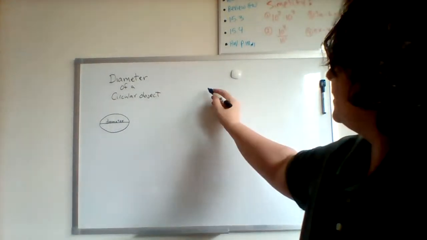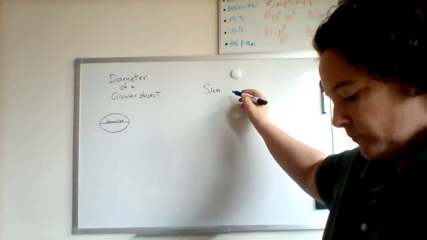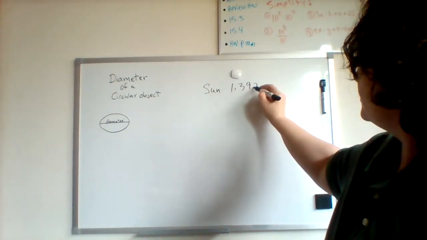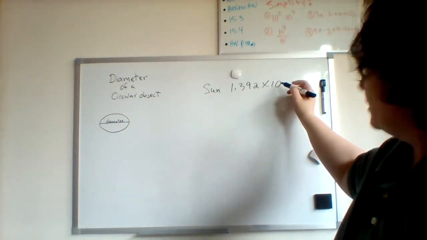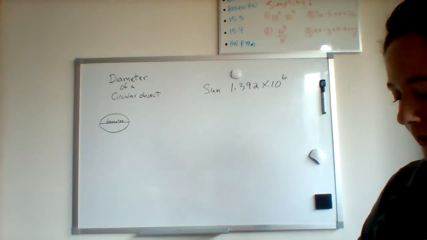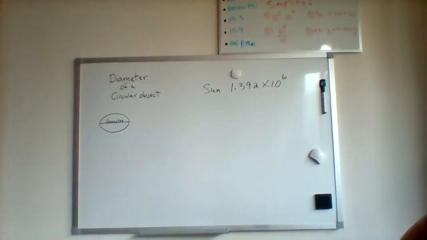Okay, so let me put here the sun. 1.392 times 10 to the 6th. Okay, and then I'm going to put the other ones up.